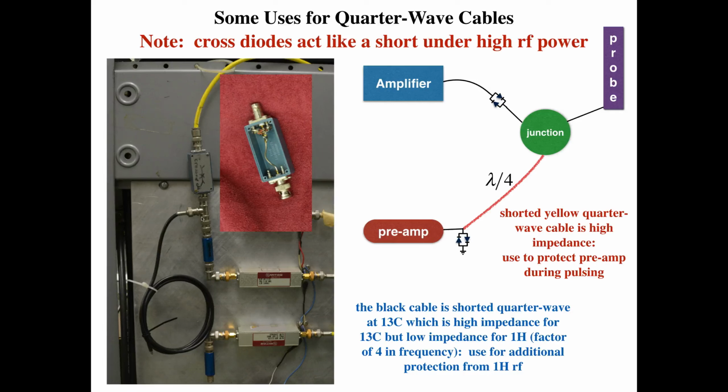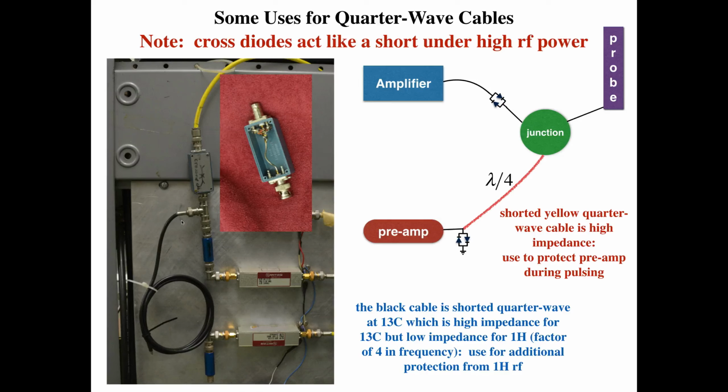Now if you look at this, you see we have another cable here. This black cable is actually a quarter wave at C13, but in this one it's shorted. Okay, you can see it's shorted there. There's the braid. And what do we know about a shorted quarter wave at a particular frequency? It's high impedance. Okay, so this really doesn't do anything to carbon because it looks like high impedance. So the carbon signal comes down through here and just goes to the preamp because this looks like a high impedance path. But again, we do proton decoupling, and fortuitously the proton frequency is about 4 times that of carbon.